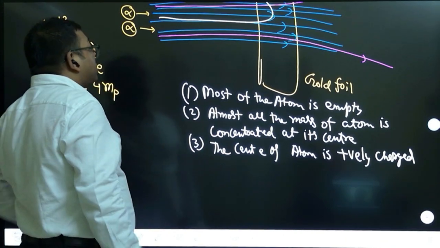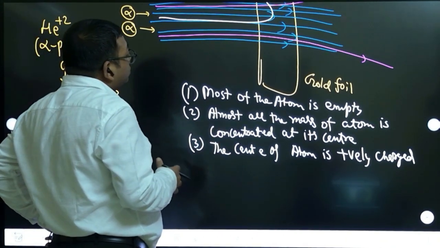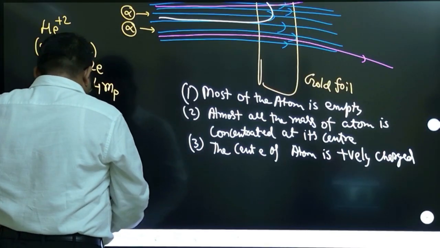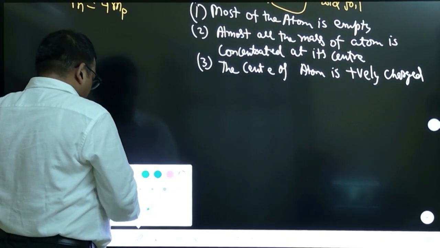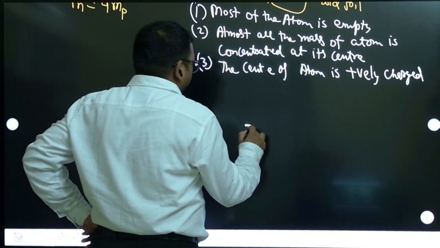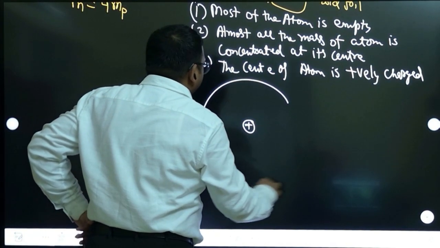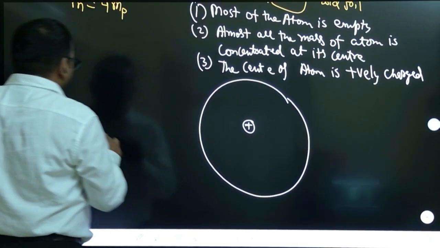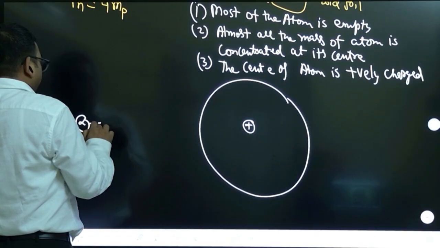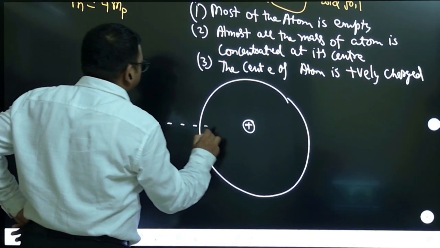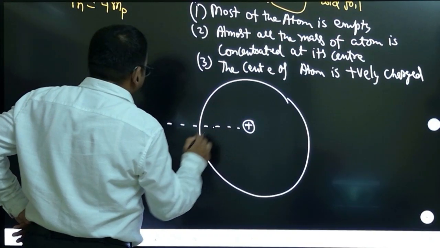So what calculation is he going to do in this? Suppose, for example, this is the atom. The center of the atom is positive charge, and this is the whole atom, let us say as a sphere, and alpha particles are going. And I assume that it is going directly in the same straight line.